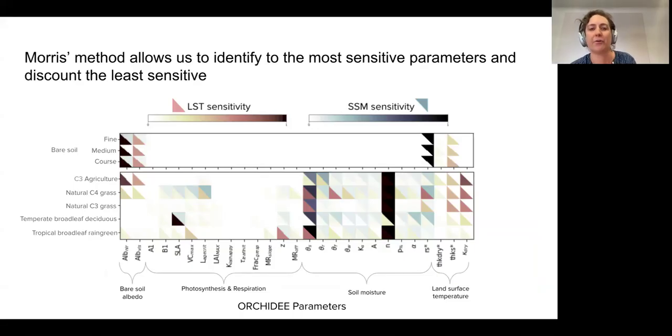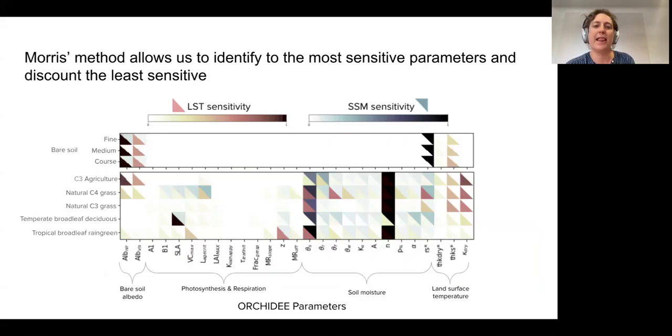So once we have the parameters we want to look at, we can do different methods to see what impact they have on our outputs. This is an example from Orchidee using the Morris method. And this method is quite simple. It just gives you relative strength of the different parameters. But the reason I wanted to show this example is because it kind of shows that the sensitivity will very much depend on where we are globally and what we're looking at.